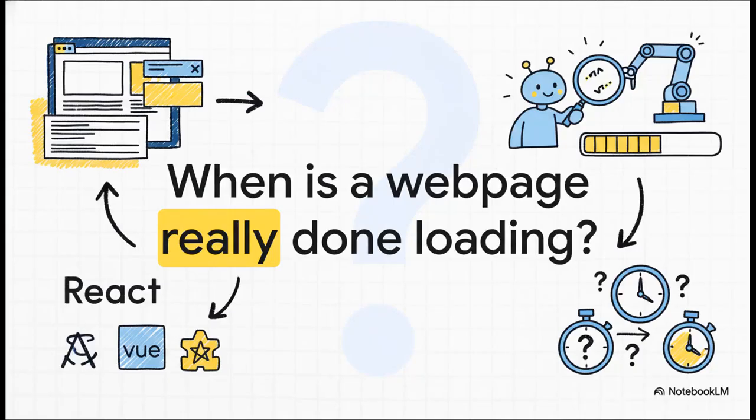It seems like such a simple question, doesn't it? But think about it. With frameworks like React or Vue or Angular, the page just keeps building itself long after that initial load signal has fired. Images pop in, text appears. So when is a web page really ready for an agent to start looking at it?